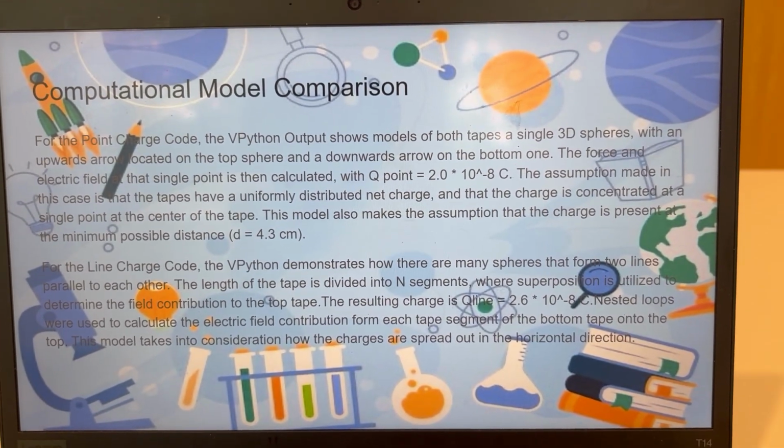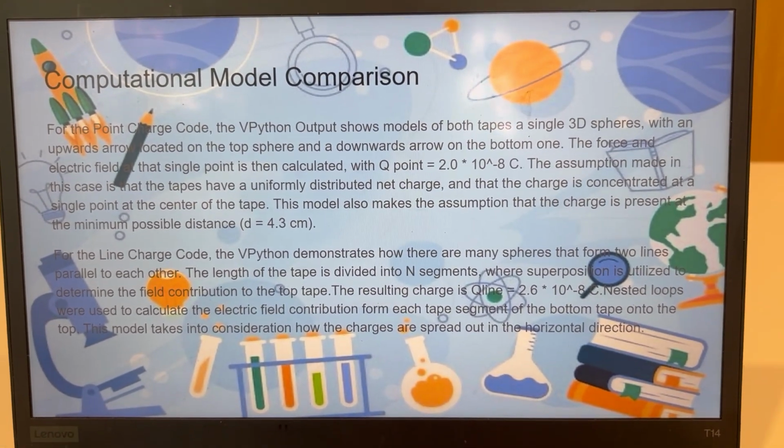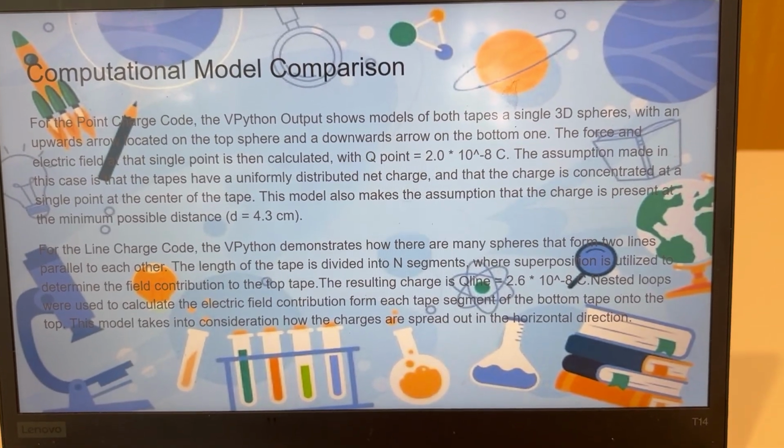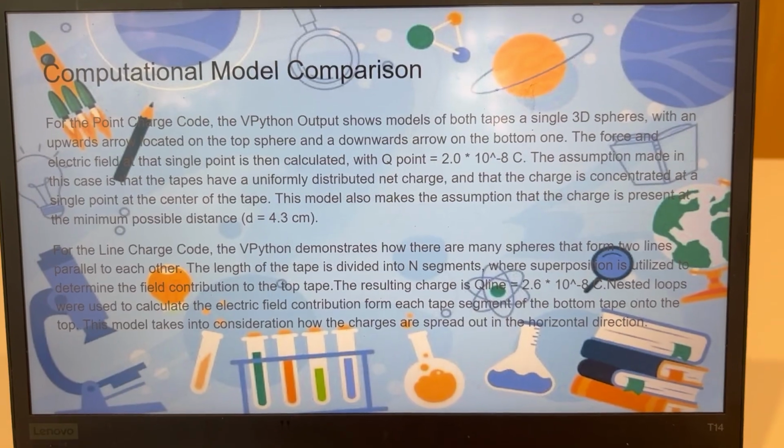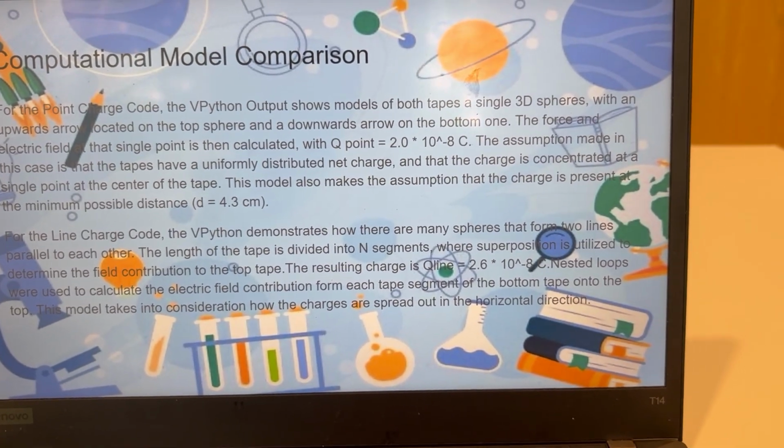The model also makes the assumption that the charge is present at the minimum possible distance, d equals 4.3. For the line charge code, however, the VPython demonstrates how there are many spheres that form 2 lines parallel to each other.